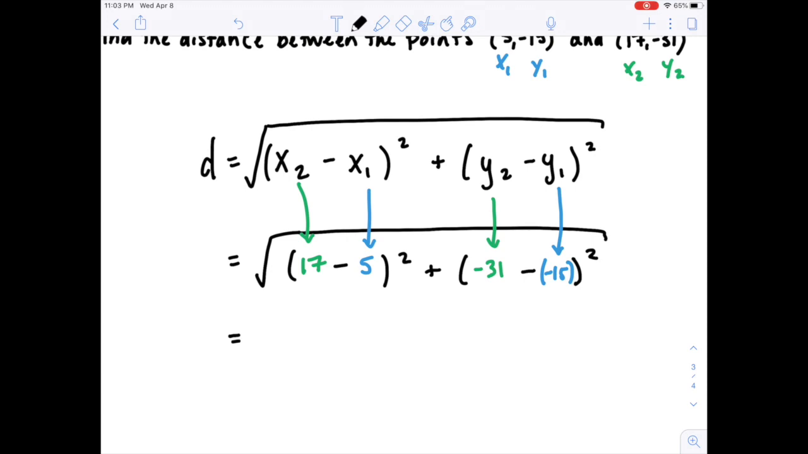So 17 minus 5, that's 12. Negative 31 minus negative 15, we're subtracting a negative again, so this is the same as negative 31 plus 15, which should be negative 16.